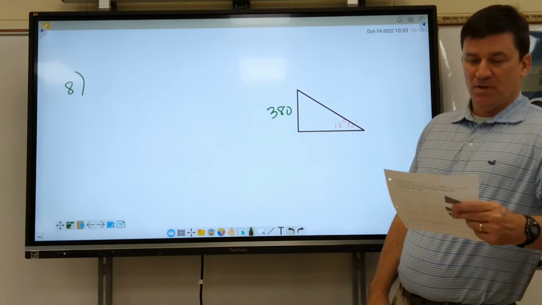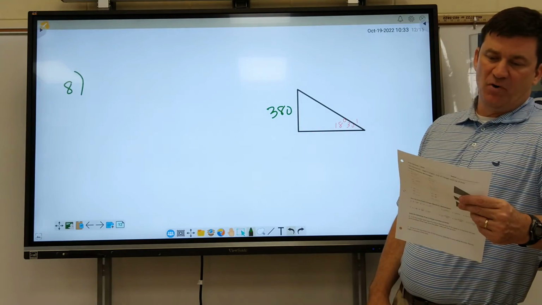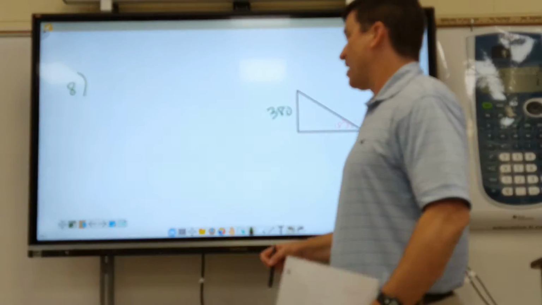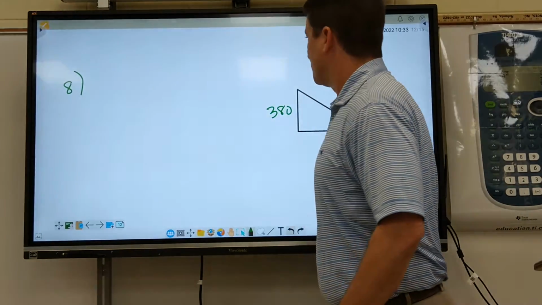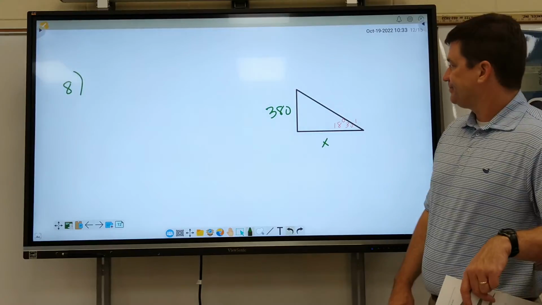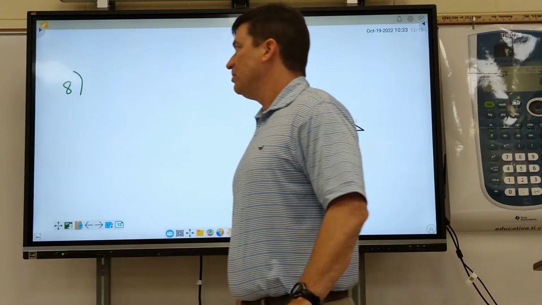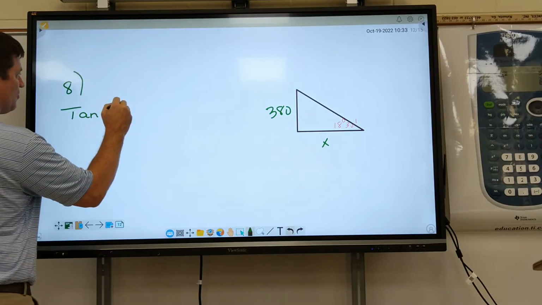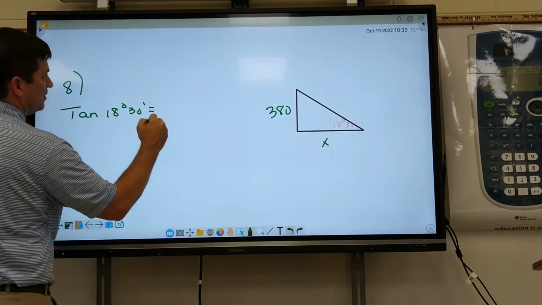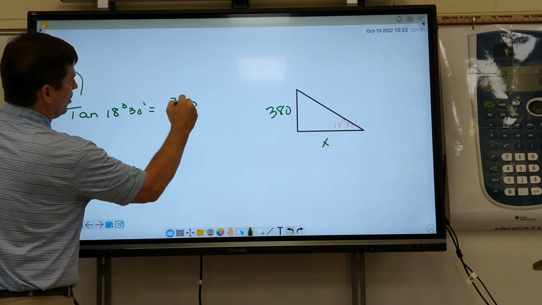What do you do from here? All right, it says how far is the boat from the base of the cliff. When it says base, that's bottom. All right, so which sides are they giving us? So we got to use tangent. So I got tangent of 18 degrees, 30 minutes equals 380 over x.